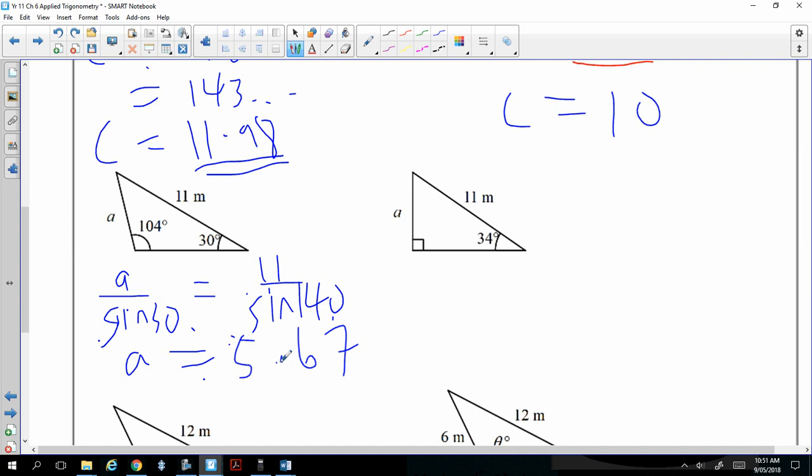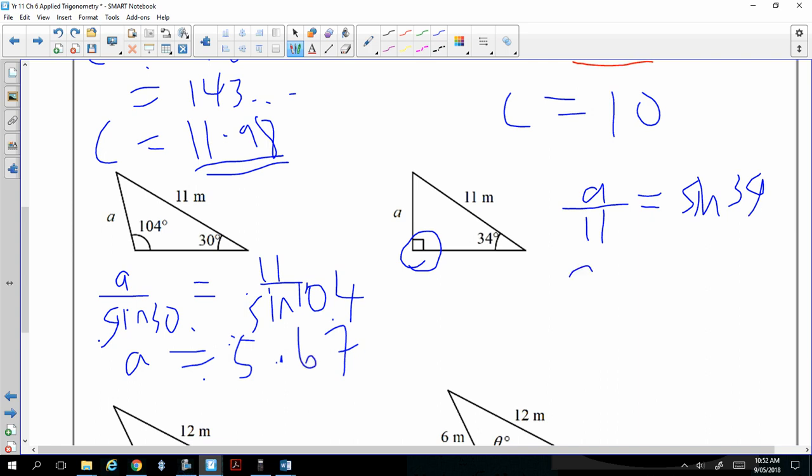Okay, how about the next one? What rule do you use? You use the SOHCAHTOA because it's a right angle. You can use the sine rule, but you get the same answer, but it's longer. It's quicker if you just go A over 11 equal to sine 34. Right? Don't use the sine rule because it's longer. So you can see it's much quicker rather than putting extra sine 90 somewhere, and sine 90 is 1.